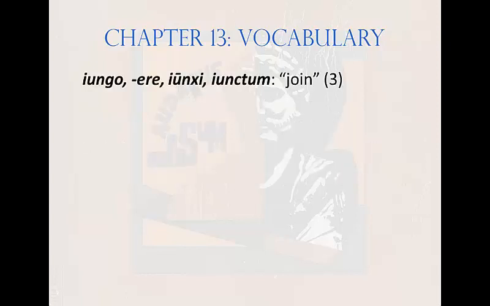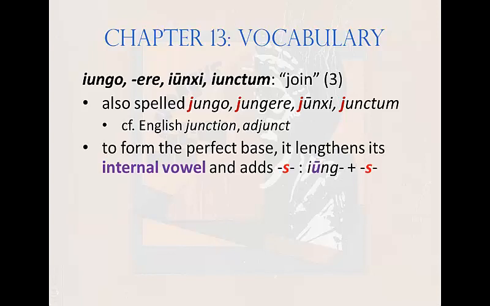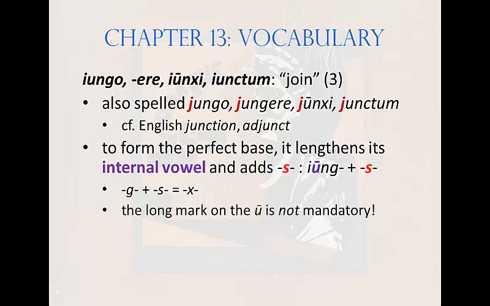The last two words on this vocabulary list are both verbs and both very important ones. The first verb is jungo, jungere, junxi, junctum. It means join, and it's third conjugation. It can also be spelled with a J in place of the initial I, which explains the spelling of English derivatives like junction and adjunct. To form its perfect base, this verb lengthens its internal vowel and adds S, resulting in jung plus S, junx. G plus S will be spelled as X in Latin. And the long mark here is not mandatory because by itself it doesn't distinguish any two forms from each other.